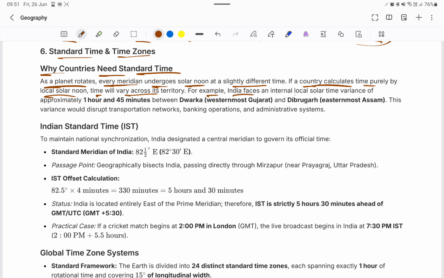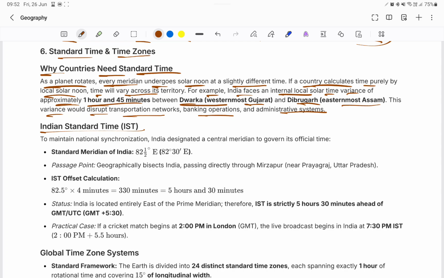For example, India faces an internal local solar time variance of approximately 1 hour and 45 minutes between Dwarka, westernmost Gujarat, and Dibrugarh, easternmost Assam. That's called variance. This variance would disrupt transportation networks, banking operations, and administrative systems. That's why we need Standard Time.